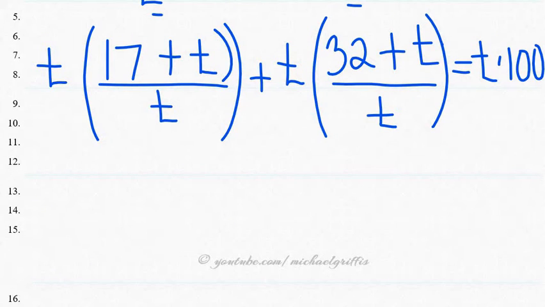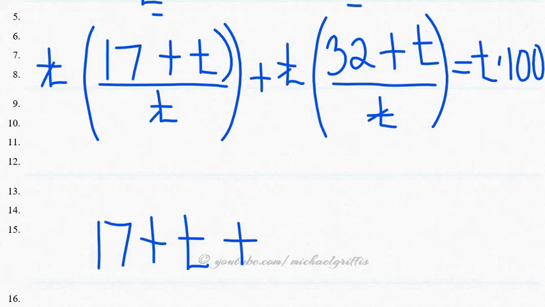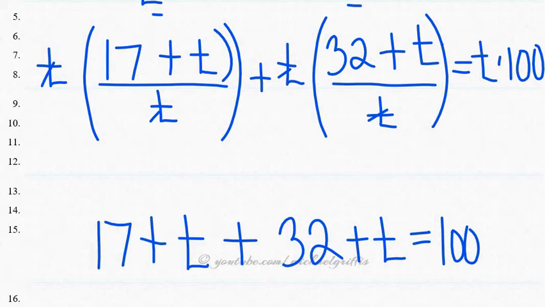Now, as you can see here, these t's are going to cancel out, and so we're going to be left with 17 plus t plus, and then you see here, they cancel out, 32 plus t is equal to, and of course, we're going to always write that out in front of t.